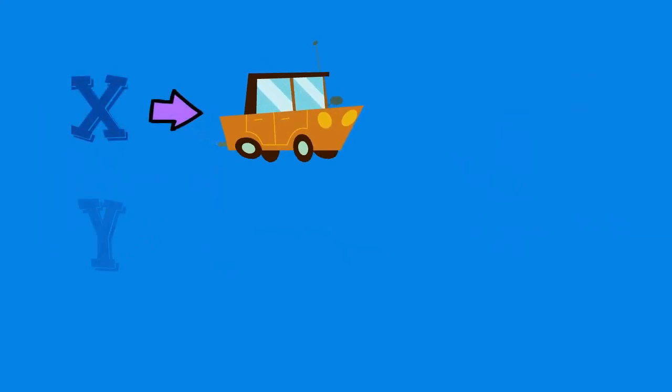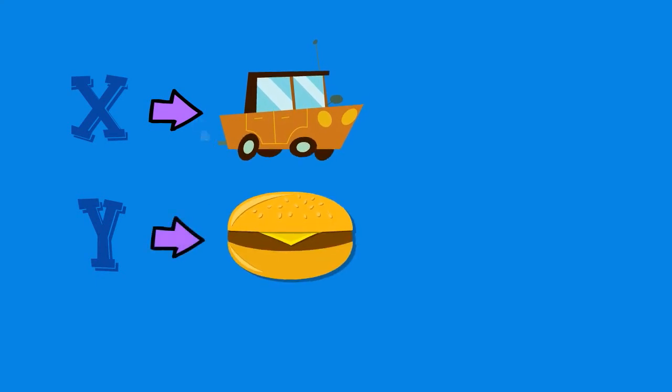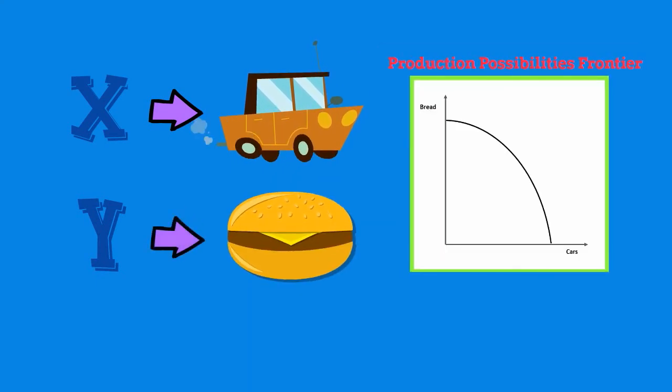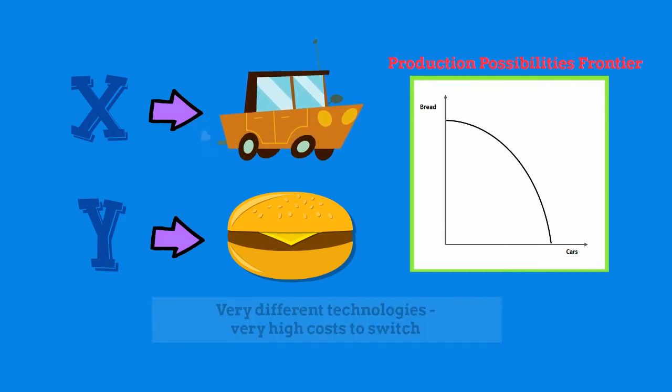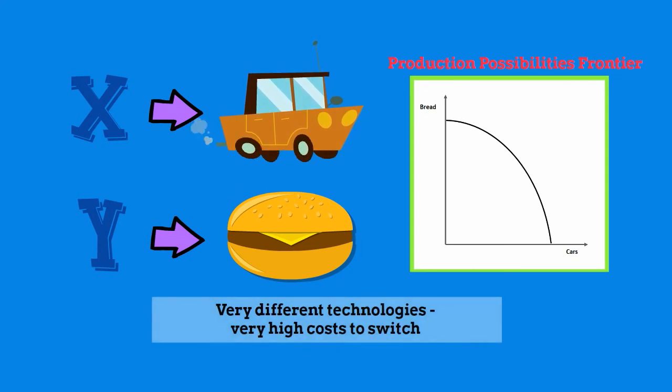If X refers to the manufacturing of cars, and Y refers to the baking of bread, we would expect the PPF to be a bowed-out curve. The technologies used to build cars and bake bread are very different. This makes it very difficult to switch from making cars to baking bread. The law of increasing opportunity costs kicks in, giving us the convex shape of the PPF.